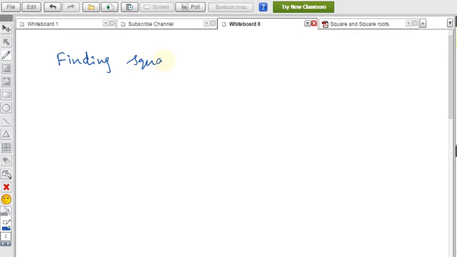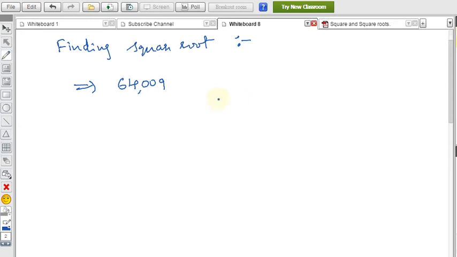Finding square root. There are two methods to find the square root of any given number. For example, if they give some perfect square, how do we find it? Let us take one example: 64,009. We have to find the square root of 64,009. For the same question there are two methods, which are very easy to follow from an exam point of view. One is the factor method, and the other is the division method.